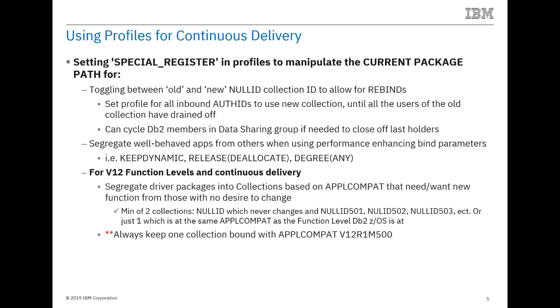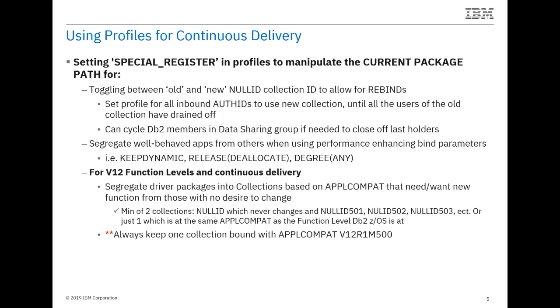They'll be on the new collection ID, and then of course you may have some hangers-on you'll have to take overt action against. And this will also help you in the performance department if you want to segregate well-behaved applications to take advantage of things like dynamic for the local statement cache, RELEASE(DEALLOCATE), which is for high-performance DBATs, and parallelism using DEGREE. So with the Version 12 function levels in continuous delivery, you're also probably going to want to segregate based on which applications are moving forward, taking advantage of new feature function in the new function levels, and those that are basically stagnant.